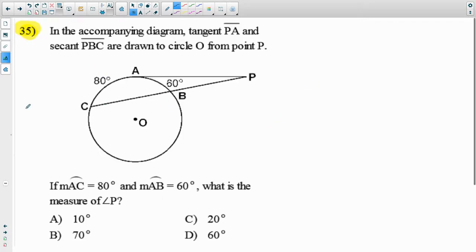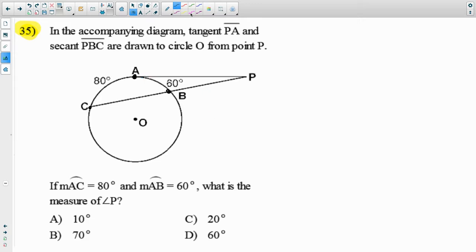Here's a pretty basic problem. Question 35 states, in the accompanying diagram, tangent PA and secant PBC are drawn to circle O from point P. As you could see, since PA is a tangent, it's only hitting at one point, and since PBC is a secant, it enters the circle and exits the circle here, dividing the circle into 3 different arcs.